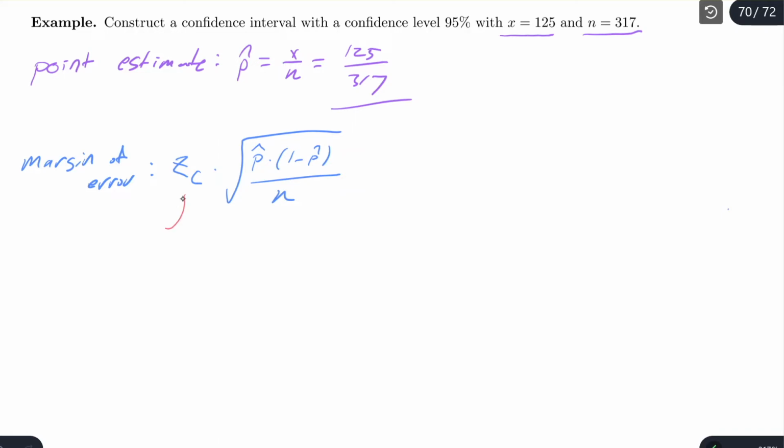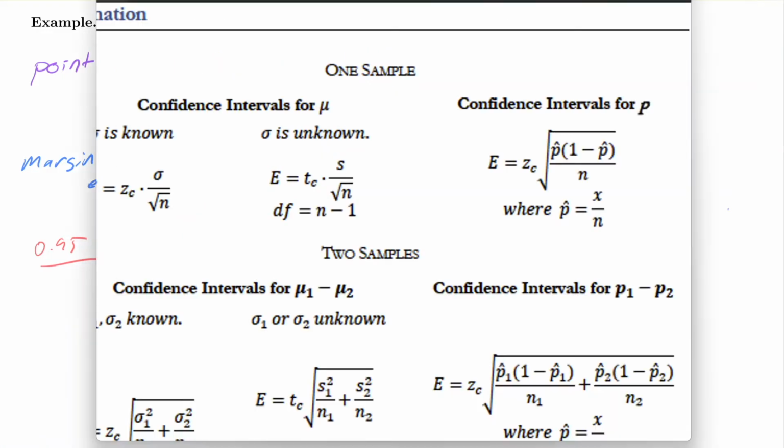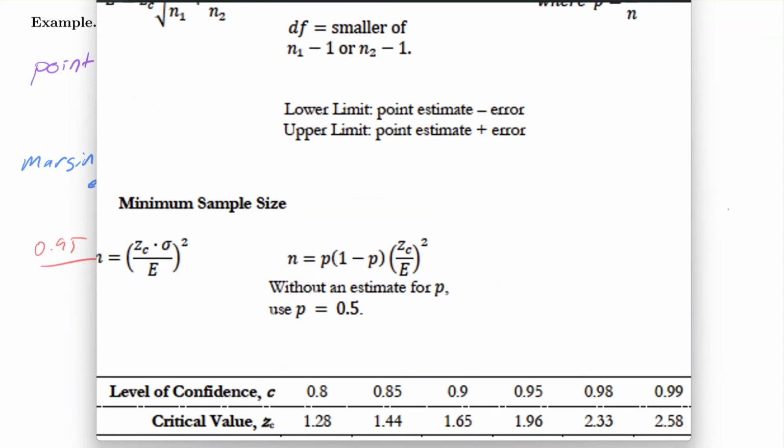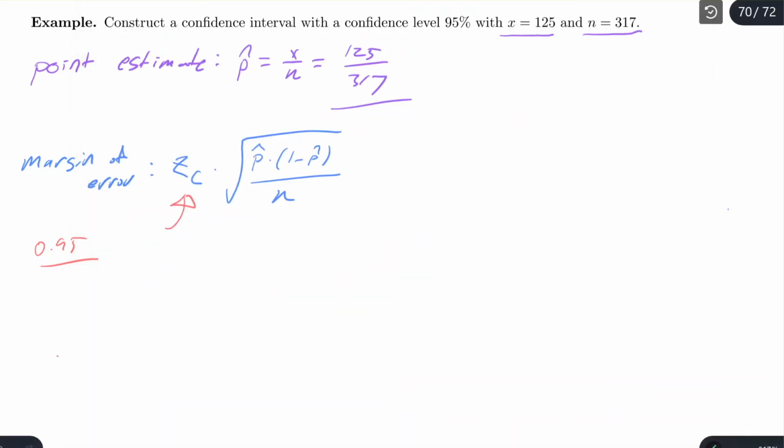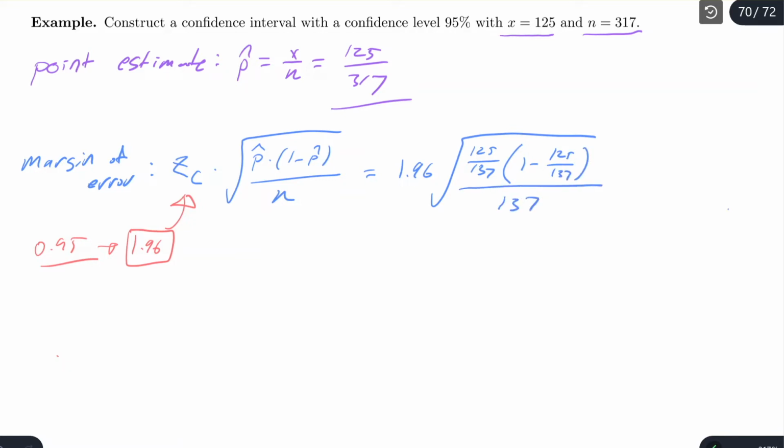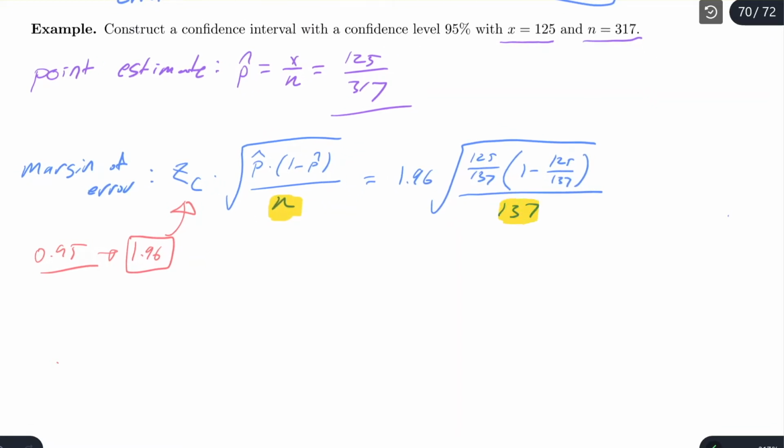So let's find the critical value for 0.95. Well, for 0.95, we use this, 1.96. So then let's write those numbers down. It will be 1.96 multiplied by the square root of p hat, 125 over 137, multiplied by 1 minus 125 over 137, divided by 137. Make sure to copy down the correct numbers. Here's the sample size, which is given here, n.